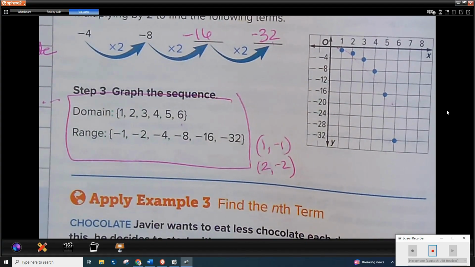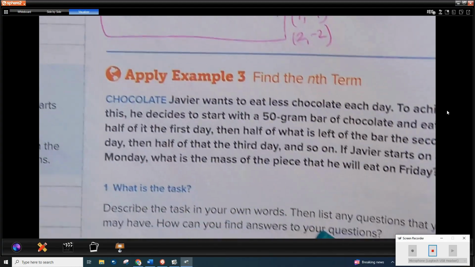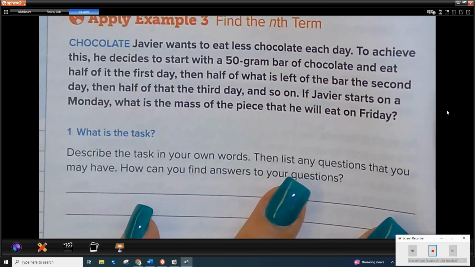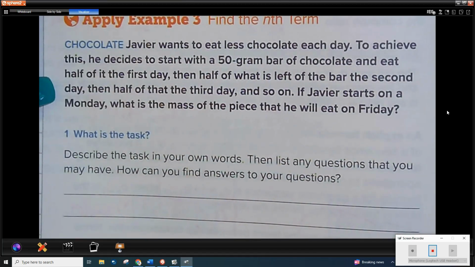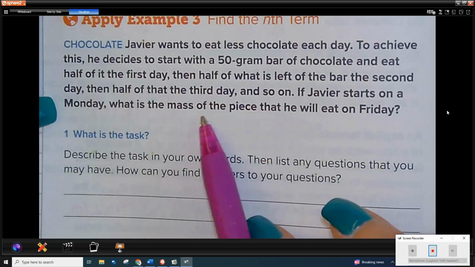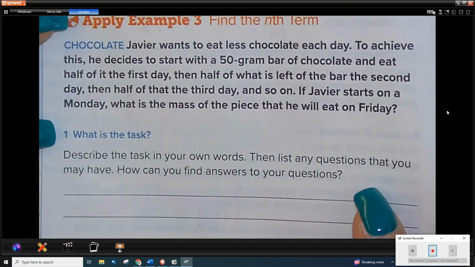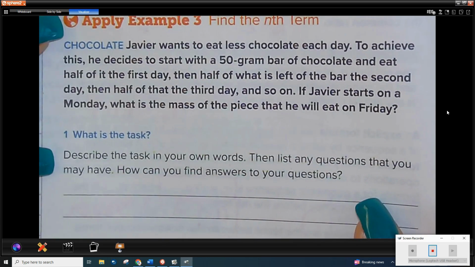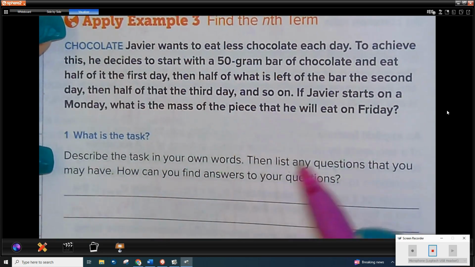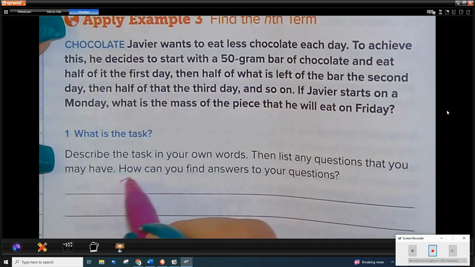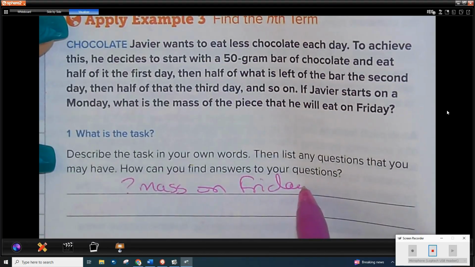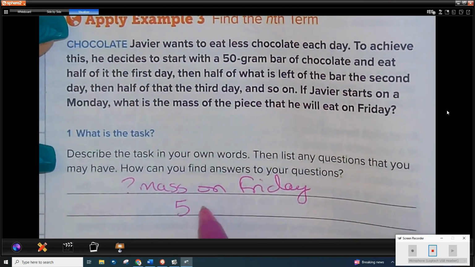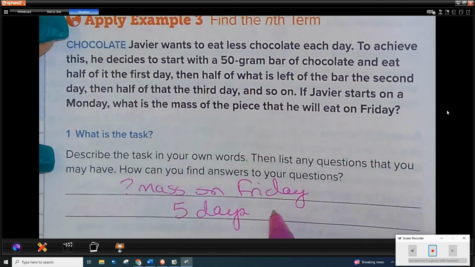Example 3. Find the nth term. Javier wants to eat less chocolate each day. To achieve this, he starts with a 50-gram bar of chocolate, eats half the first day, then half the next, half the third, and so on. He starts on Monday. What's the mass he will eat on Friday? So describe in your own words, then list questions you may have, or answers to your questions. So we're trying to find the mass on Friday. And how many days is that? 5 days of eating.